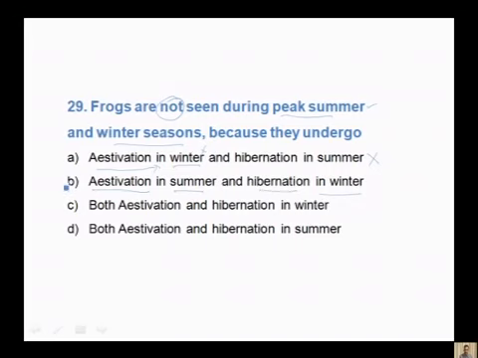For this question, option B is correct. Why? Because estivation in summer and hibernation in winter make the organisms tolerate the unfavorable condition. That's why the number of frogs in these two seasons is comparatively less. Both estivation and hibernation in winter season, option C, is wrong. Both estivation and hibernation in summer season is also wrong. Move on to the next question.